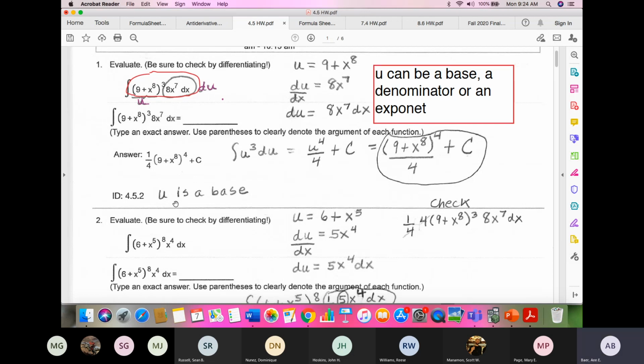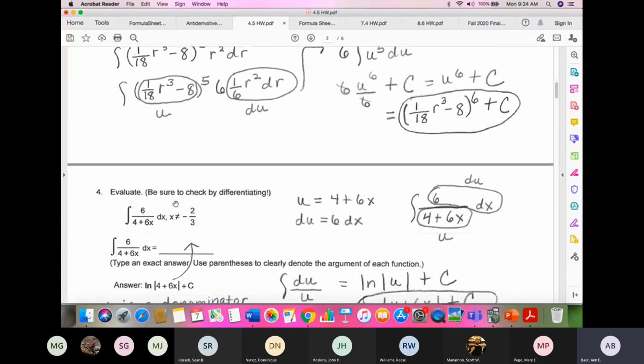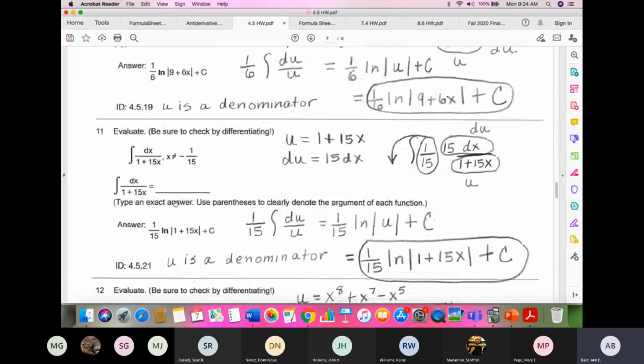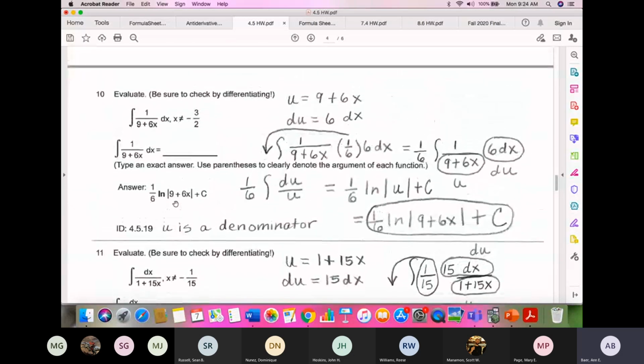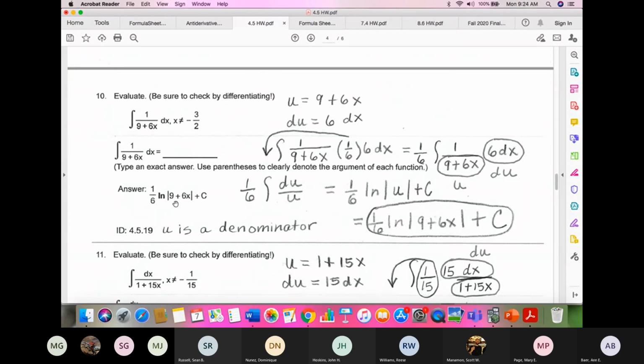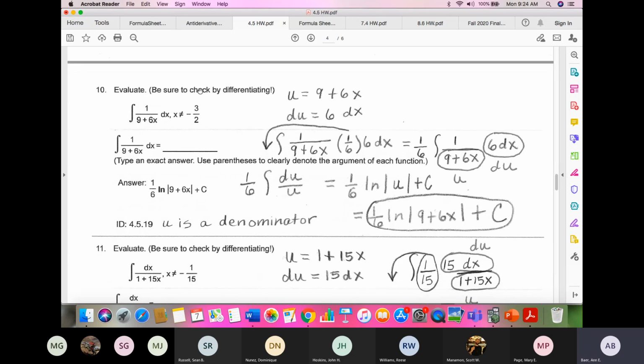So let's take a look at problem number 10. And I'm skipping around for a reason. Oh, by the way, I didn't do it for the last problem, but you can check all of these. And I'll try to remember to check this one. Number 10, evaluate. Be sure to check by differentiating.